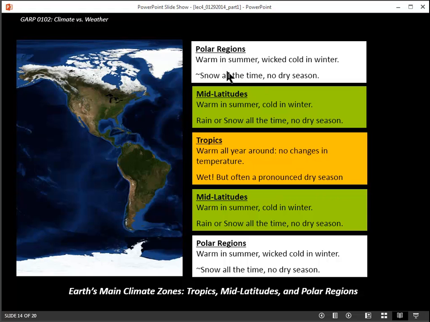And then we have the polar regions of the world. Polar regions of the northern hemisphere. Here you can think of Alaska, northern Canada, Greenland, northern Sweden, Siberia. Or you can think of the polar regions of the southern hemisphere, which is basically Antarctica. It's warm in the summer, it's wicked cold in the winter, and it's pretty much cold enough that you get snow all the time. There's really no dry season. Now in the Arctic, in Alaska, it does rain in the summer because it is warm enough in the summer for rain. But pretty much otherwise, it's all a matter of frozen precipitation because it's too cold.